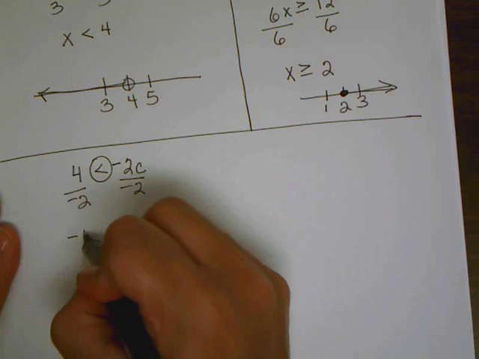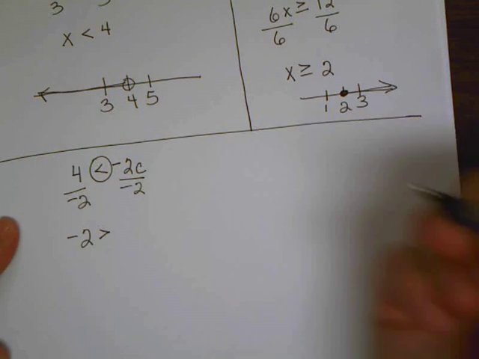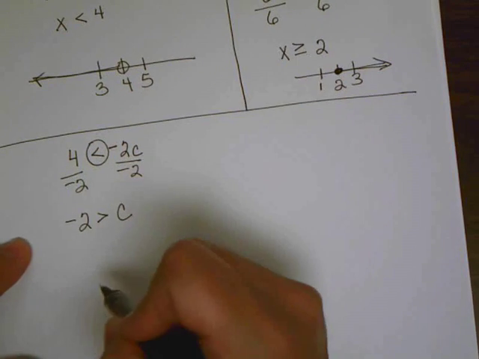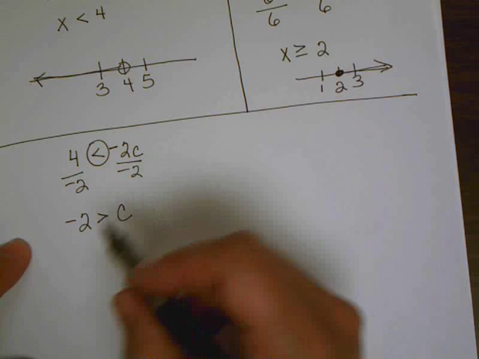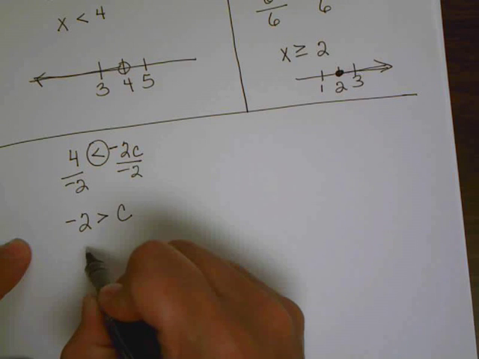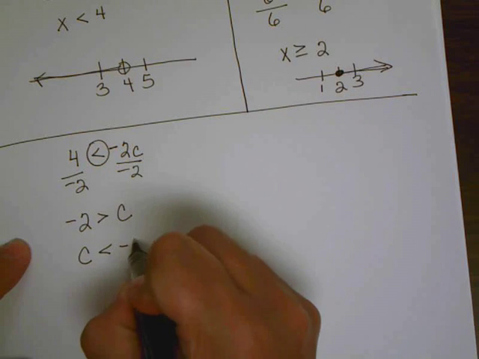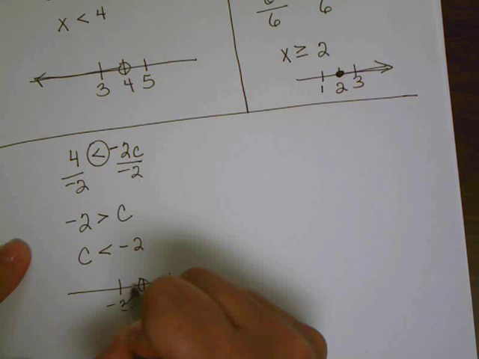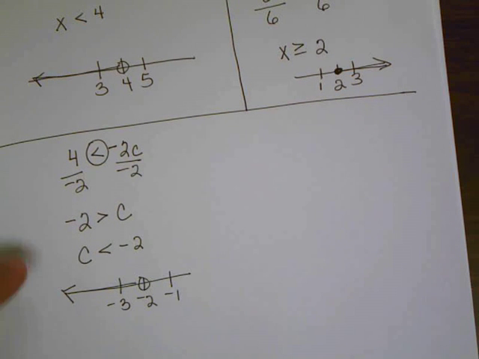But when I divide by negative, that inequality symbol must switch. I circle it to tell myself in the next step to flip it around. So I change it from less to greater. But when I graph this one, I want my variable on the left. -2 is greater than c, so c is less than -2. So on a number line, you're going to go to -2, put an open circle, and less is to the left.